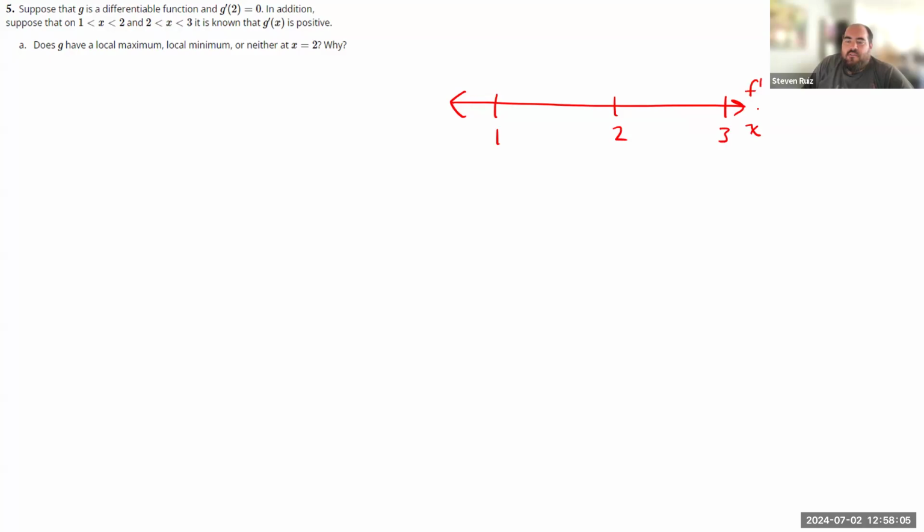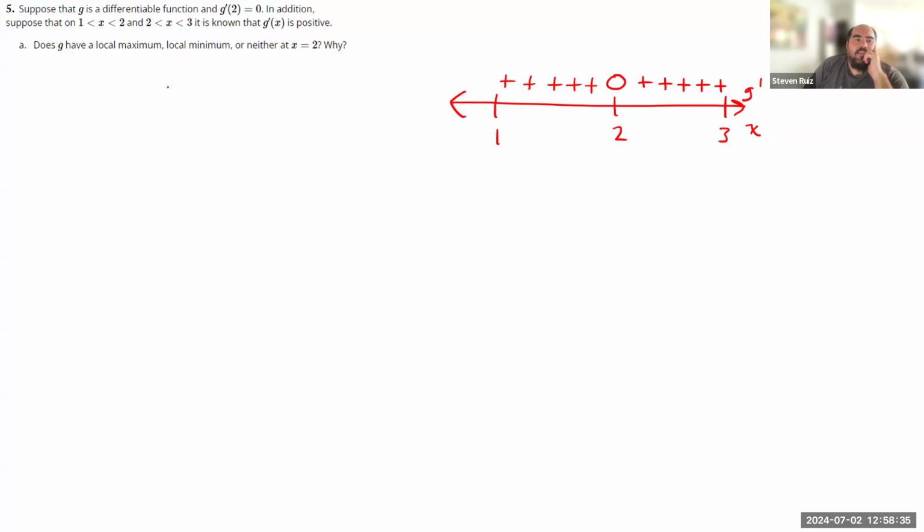So we know that g prime of 2 is 0. We also know that the derivative leading up to x equals 2 is positive, and the derivative following x equals 2 is positive. So basically, this function is increasing everywhere on this interval except for a single point. So what does that mean about what my function looks like at x equals 2?